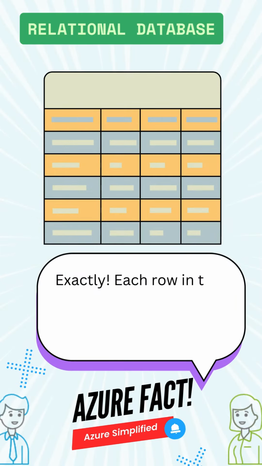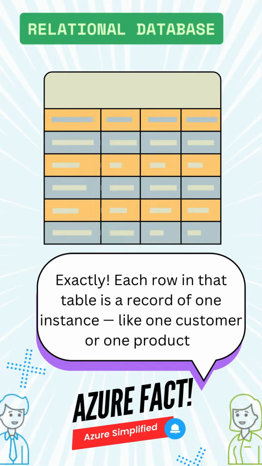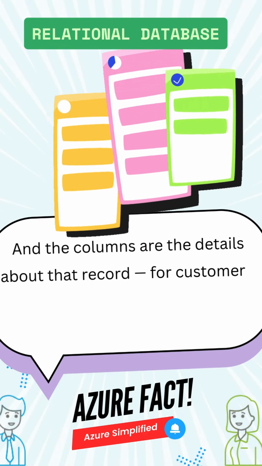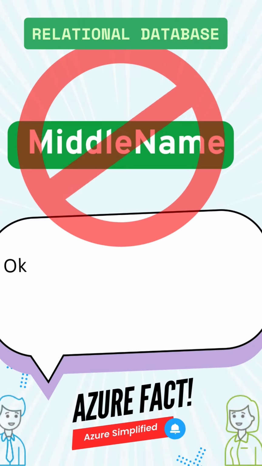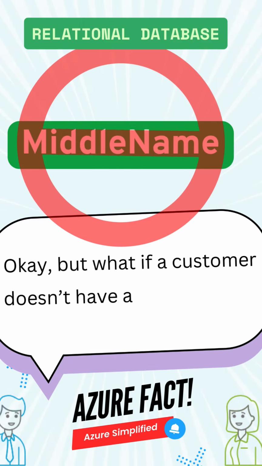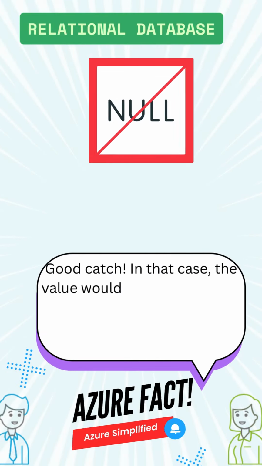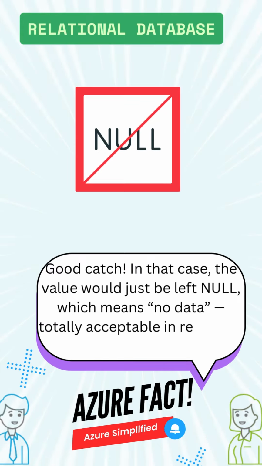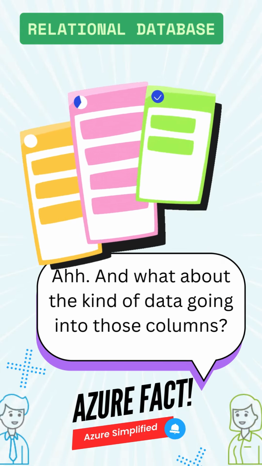Exactly. Each row in that table is a record of one instance, like one customer or one product. And the columns are the details about that record. For customers, you'd have first name, last name, maybe email or even middle name. Okay, but what if a customer doesn't have a middle name? Good catch. In that case, the value would just be left null, which means no data, totally acceptable in relational databases. And what about the kind of data going into those columns?